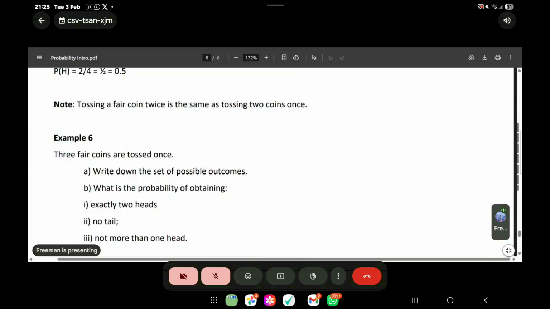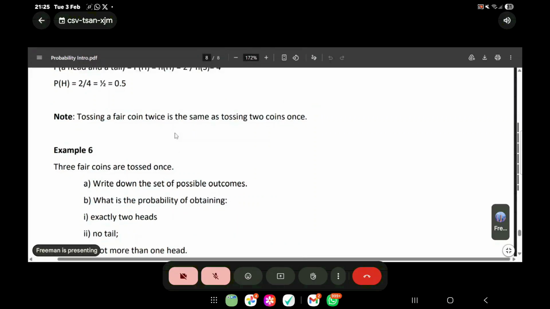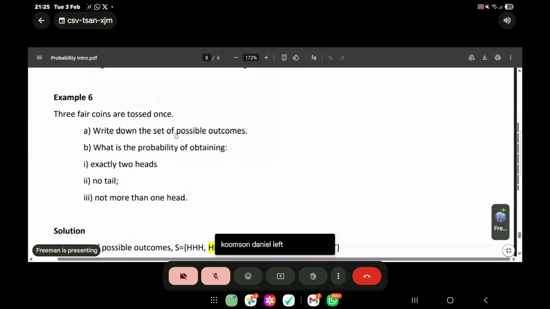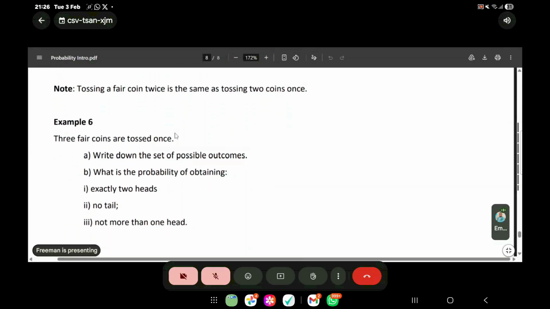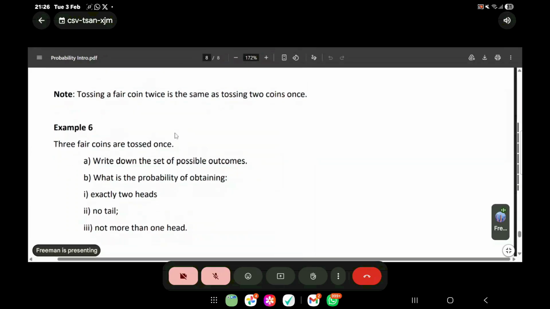Mr. Kumsin, please. Same as tossing 2 coins once. Sir, I've raised my hand. Okay, so you are doing a similar one. I am coming to ask if the coin is tossed thrice. Okay, one second. I'm coming for you.